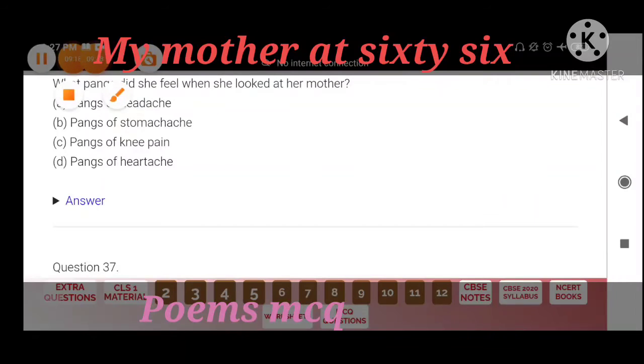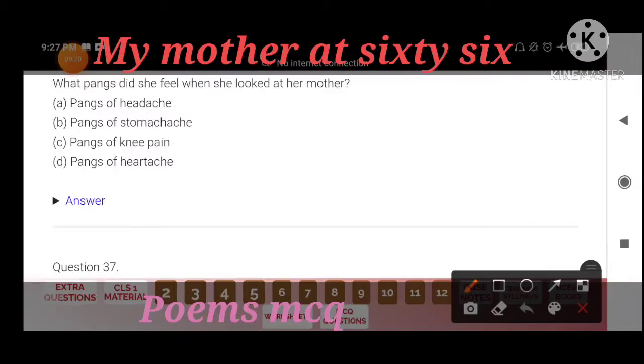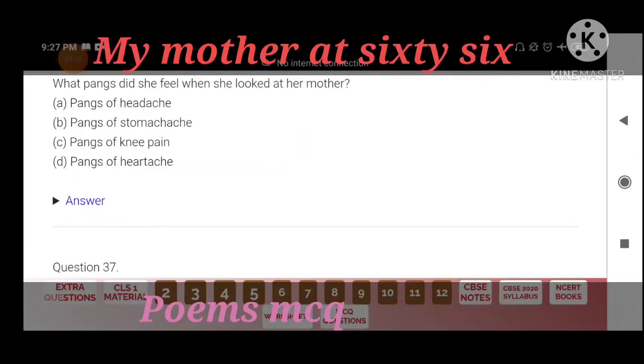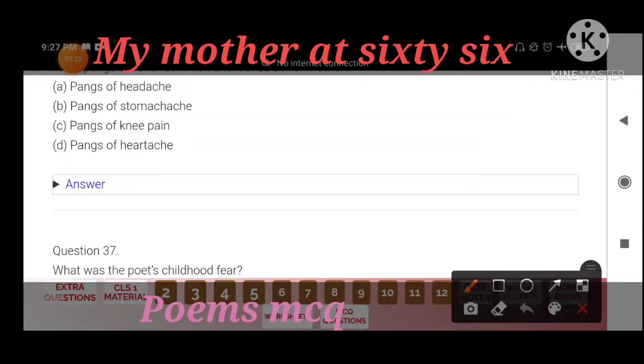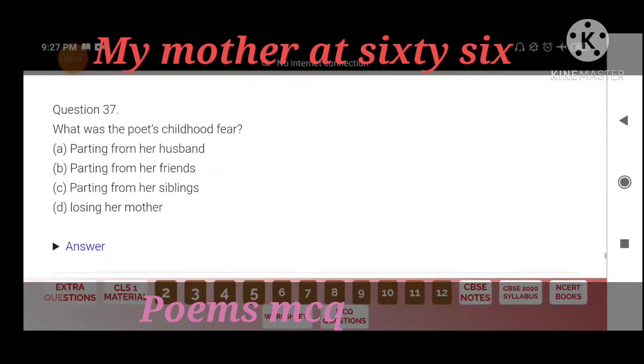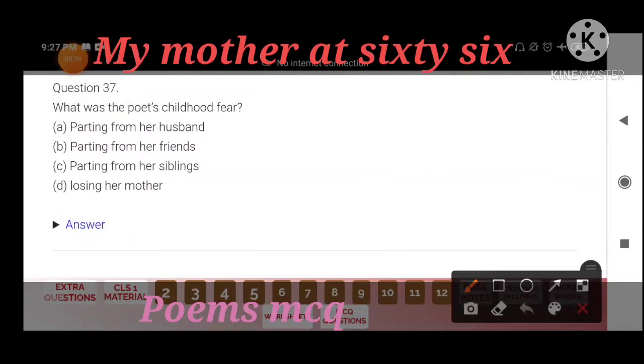What pang did she feel when she looked at her mother? Pang of headache, stomachache, knee ache, or heartache. So the answer is heartache. Why? Because she feels very bad for her mother, that she had to leave her mother in this old age.